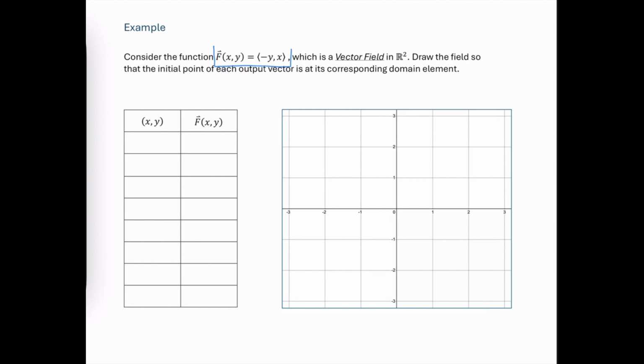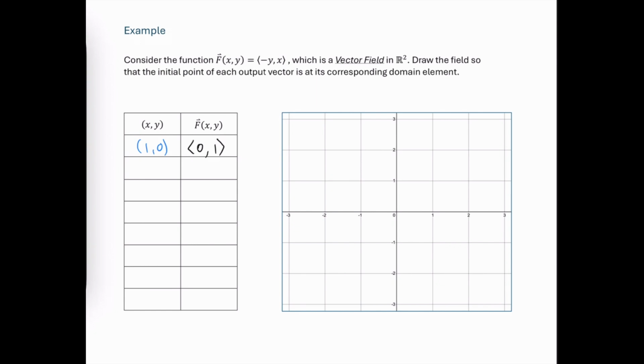Here we have a function that represents a vector field. Notice that these input values are points in space. That could be a 2D point or a three-dimensional point. Let's graph this vector field by first starting with a table of values, and let's begin with the ordered pair 1, 0. So the horizontal component of our output vector is going to be the opposite of the y-coordinate, which is the opposite of 0 or just 0.